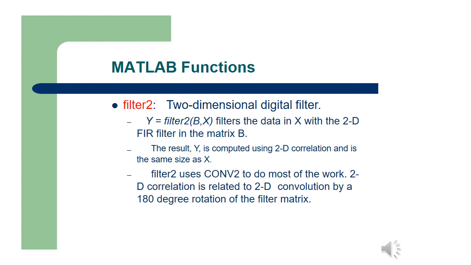Similarly, this function filter2 uses conv2 to do most of the work, which you saw on the previous slide. 2D correlation is related to 2D convolution by a 180-degree rotation of the filter matrix, and this is all taken care of for you, so you do not have to worry about doing it manually.